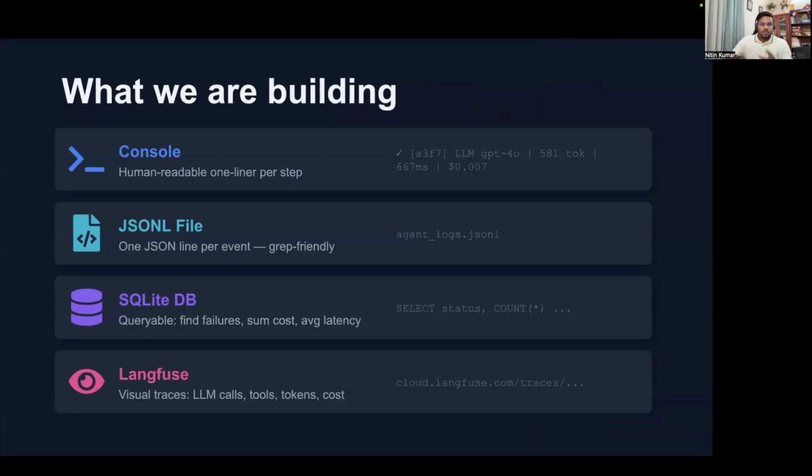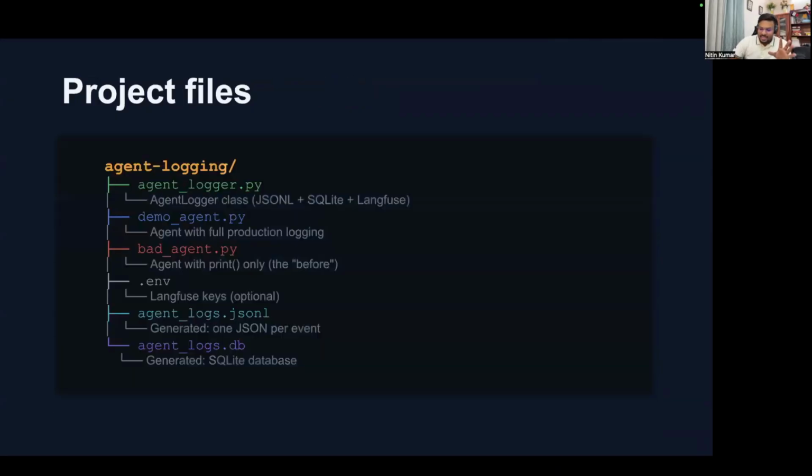What we're building is this: one console that is very good for human reading, one line or one step at a time. The next level is a JSON-L file, which is slightly more friendly. We can do a couple of steps, find some basic analysis and so on. More advanced is to go towards databases, and we are going to use a free database like SQLite. So we can do a lot of queries, like finding the failure rate, cost or latency. And more advanced is Langfuse. It gives a lot of visual traces like LLM cost, token usage, and a lot of granular details. So let's see what we need.